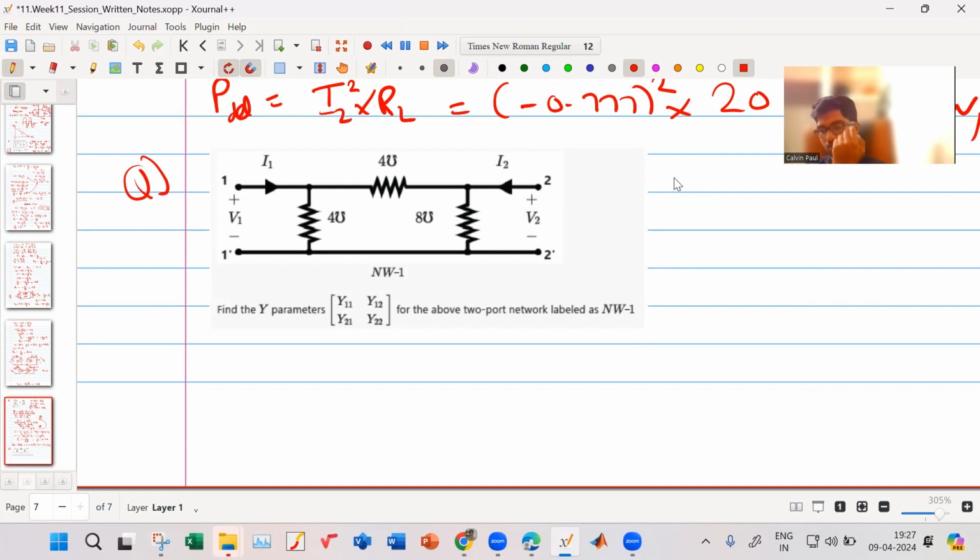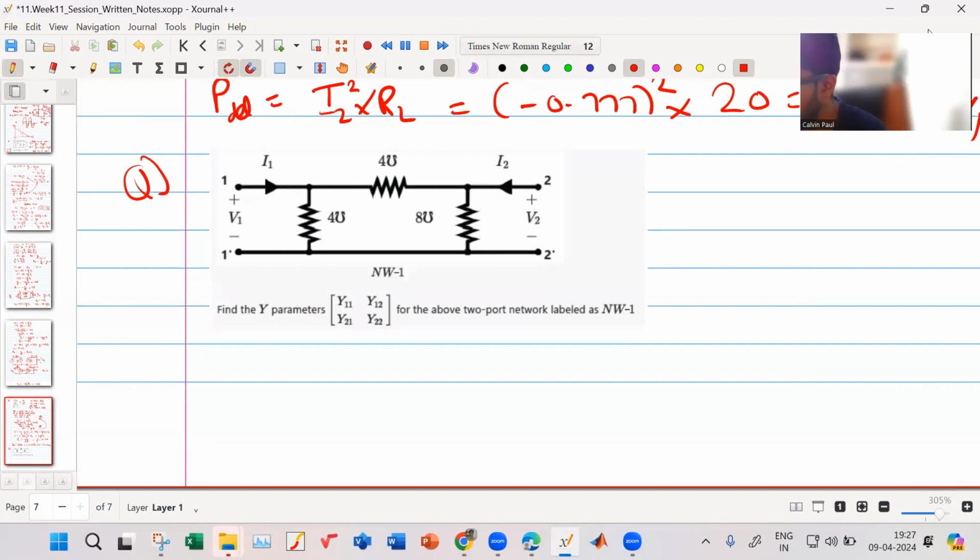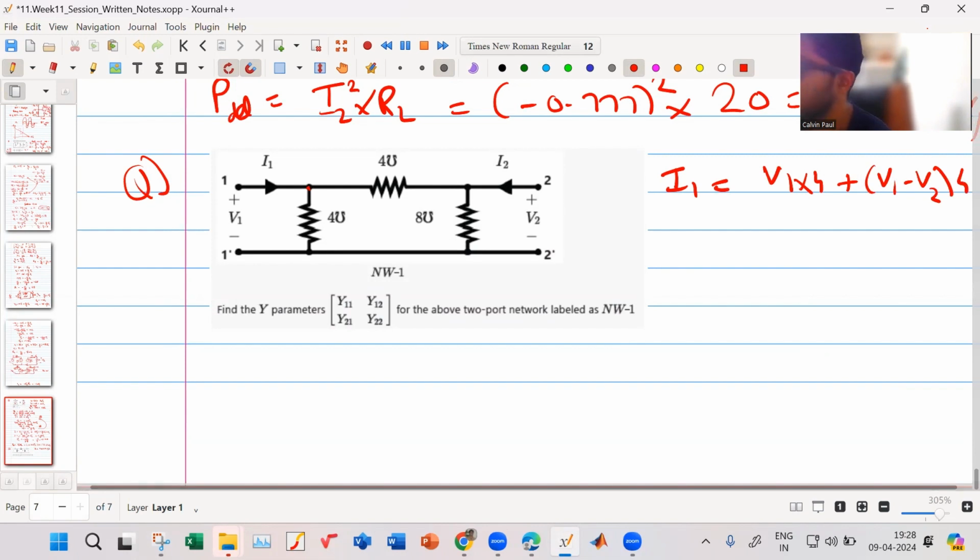Okay. So what I do, I don't remember pi and star that much. I simply solve it. I suppose I have I1. I apply KCL over here. What will I1 be equal to? It is V1 into 4 plus (V1 minus V2) into 4. So I get my I1 is equal to 8 V1 minus 4 V2.